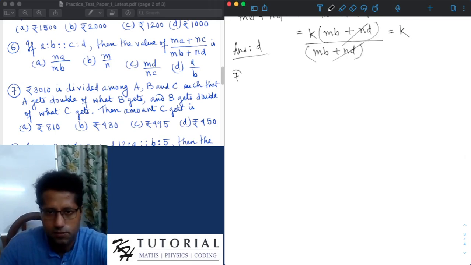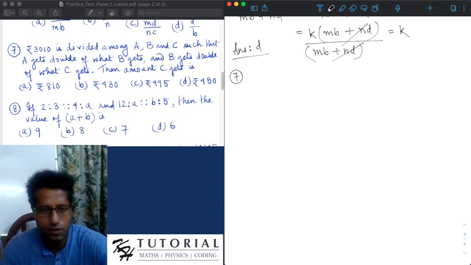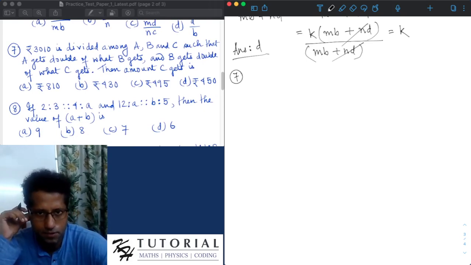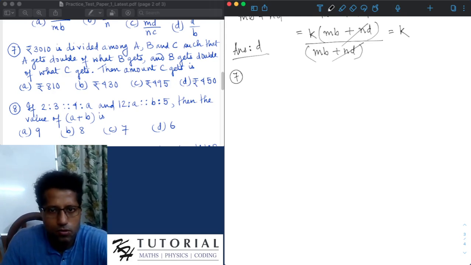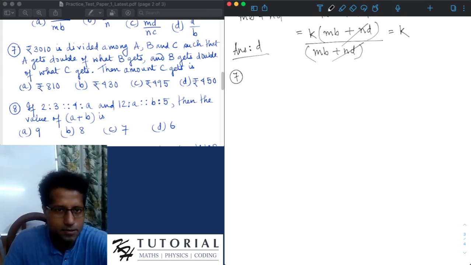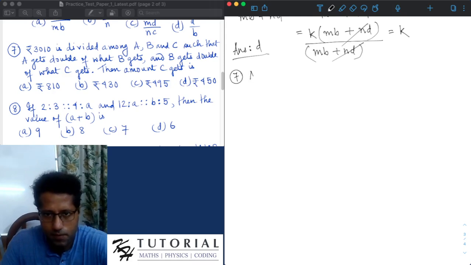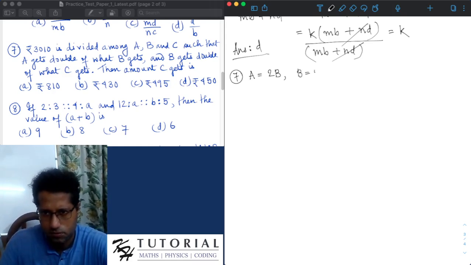Let's do question number 7. Question number 7 says that rupees 3010 is divided among A, B and C such that A gets double of what B gets and B gets double of what C gets. Then find the amount C gets. So the ratios of A is to B and B is to C are given indirectly in words. It says that A gets double of what B gets. This actually means that mathematically A is twice of B, and also it is given B gets double of what C gets.